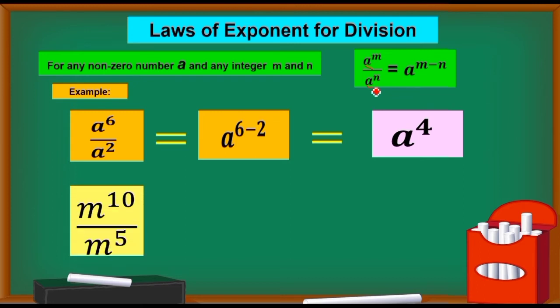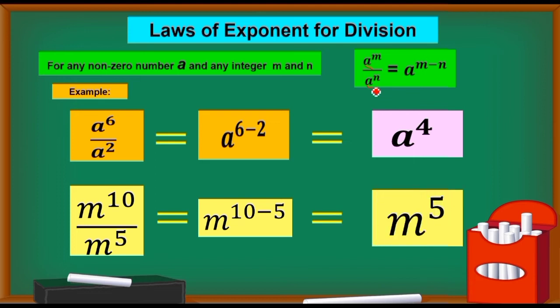Let us have another example. Given m raised to 10 over m raised to 5. Since parehas ang base natin na m, magiging m raised to 10 minus 5. And 10 minus 5 is 5. So, the answer is m raised to 5.